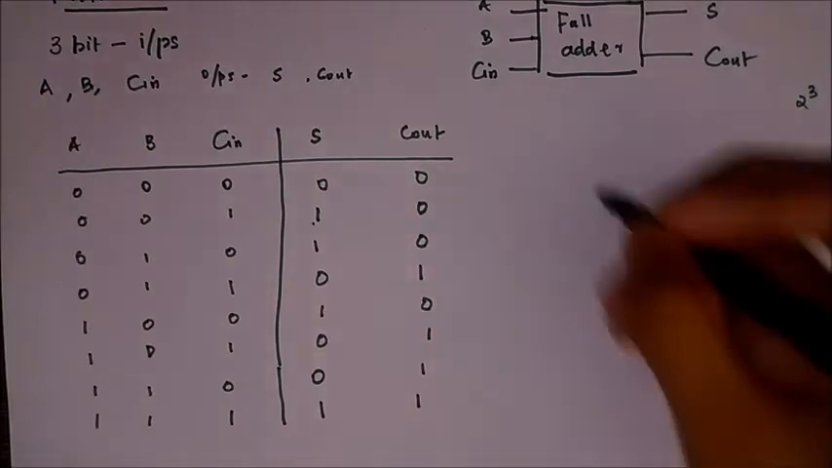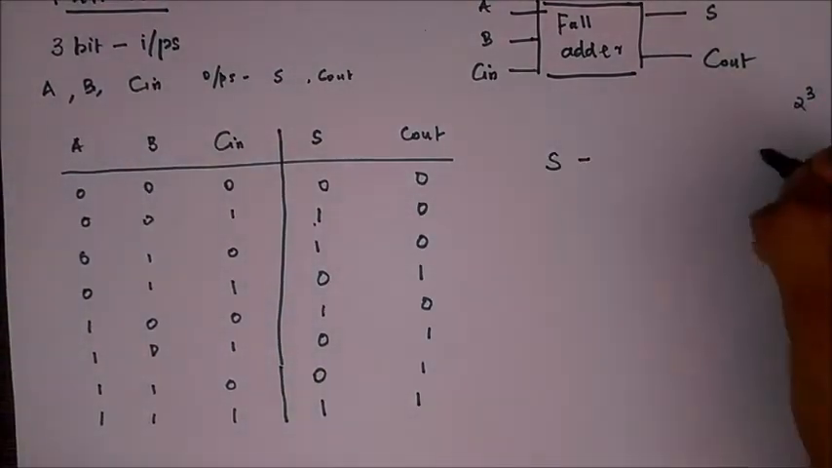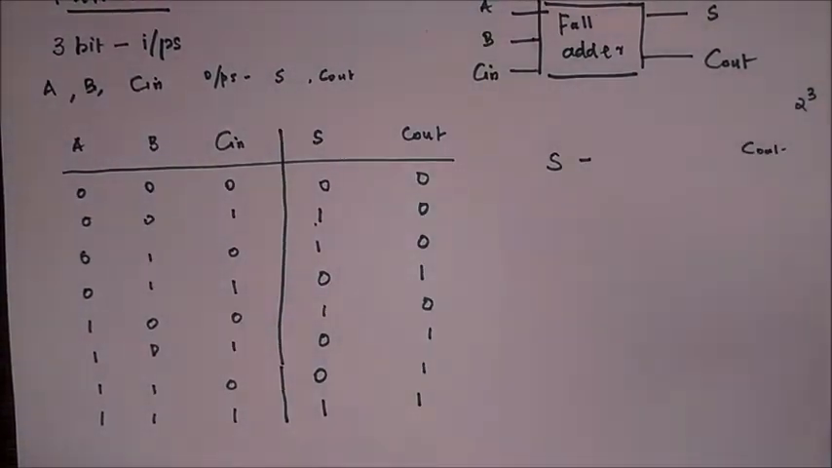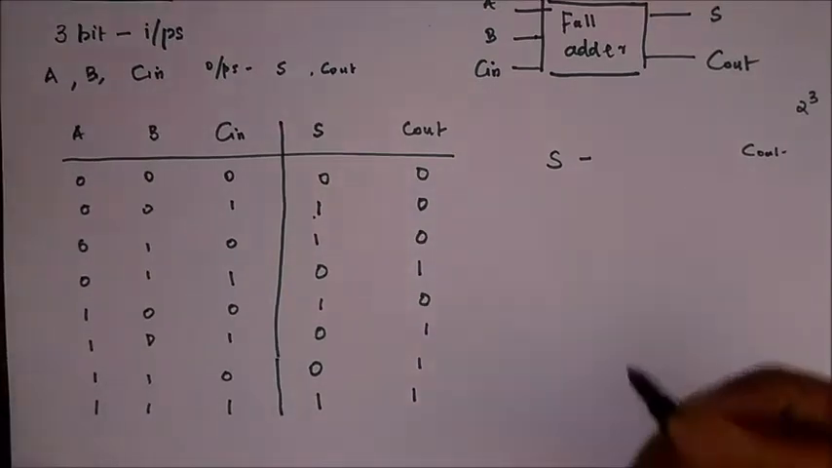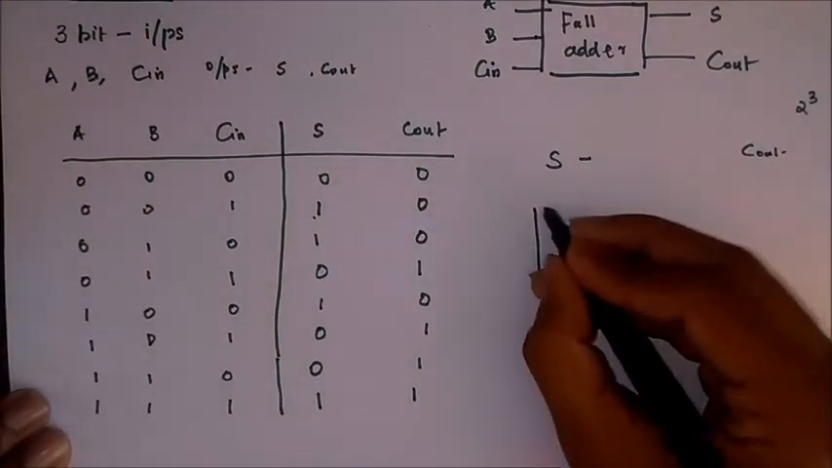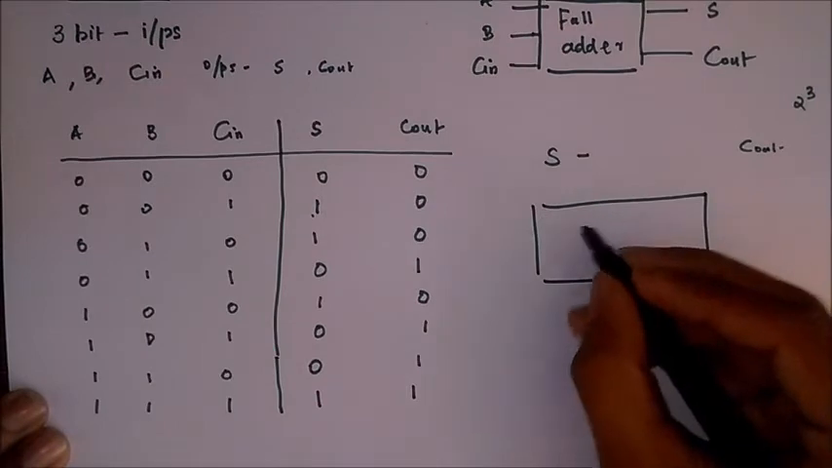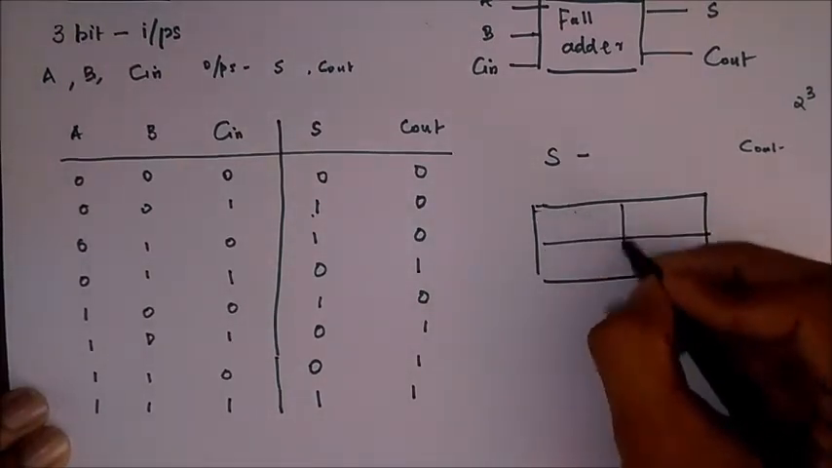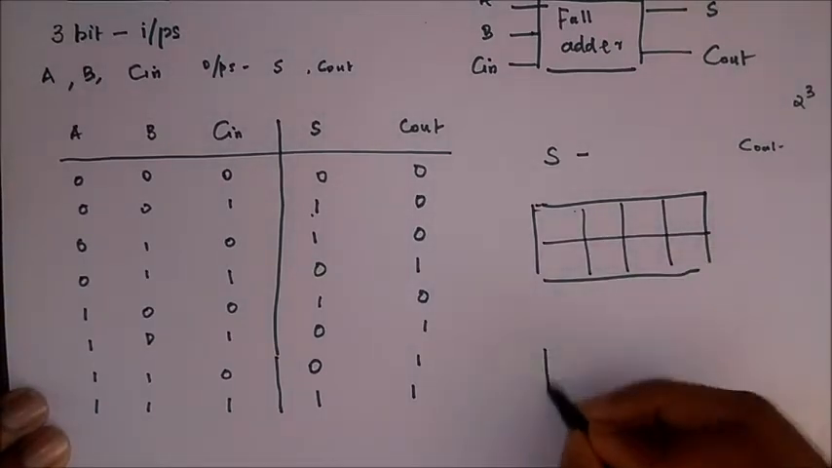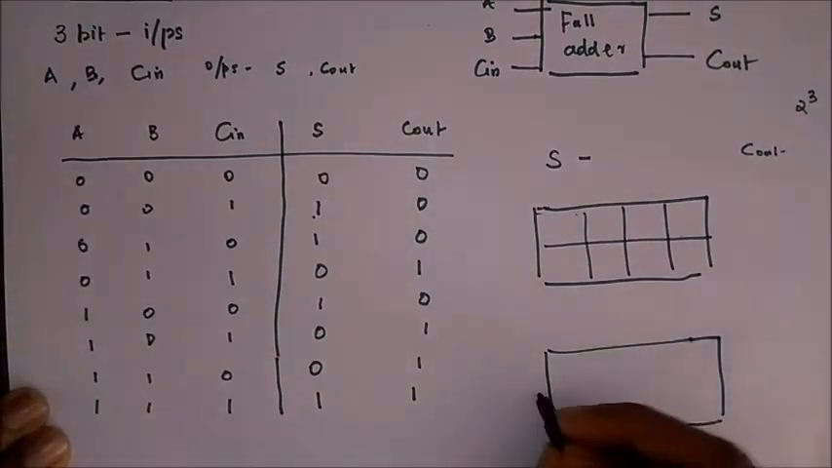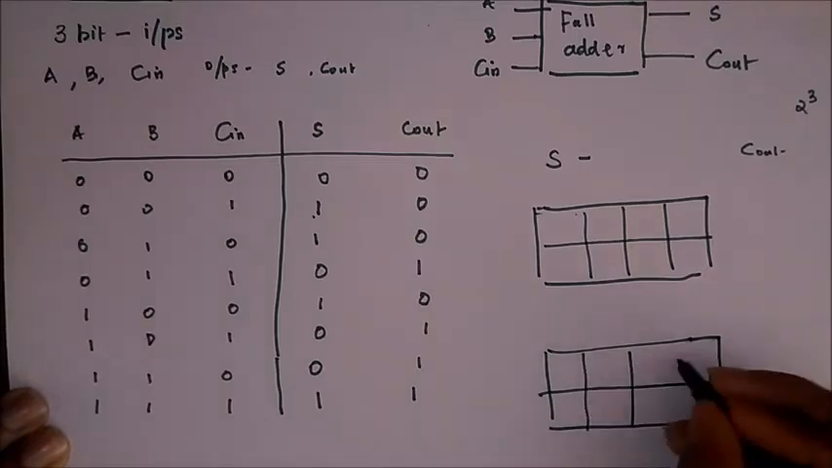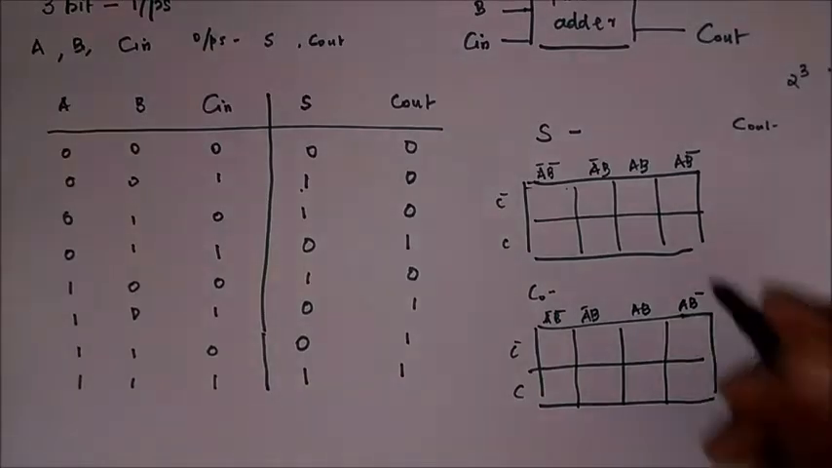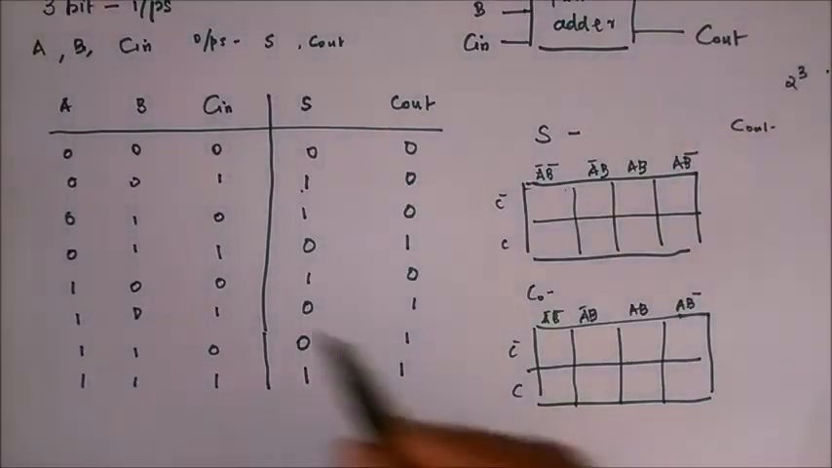Now to get the expression for the sum and the carry out, it is better to write the K map for this truth table, because we need it in the most simplified form. So for the sum, let me draw the two K maps. As there are 3 bits, we need an 8 cell K map for both sum and carry. I just mark this so I can easily enter the zeros and ones.